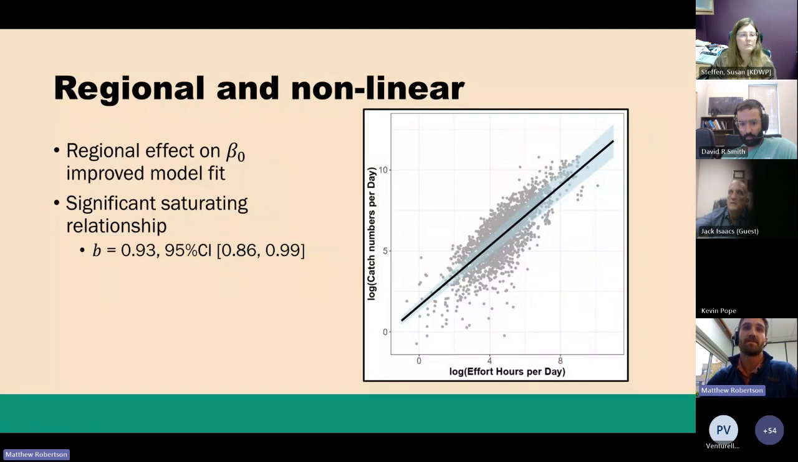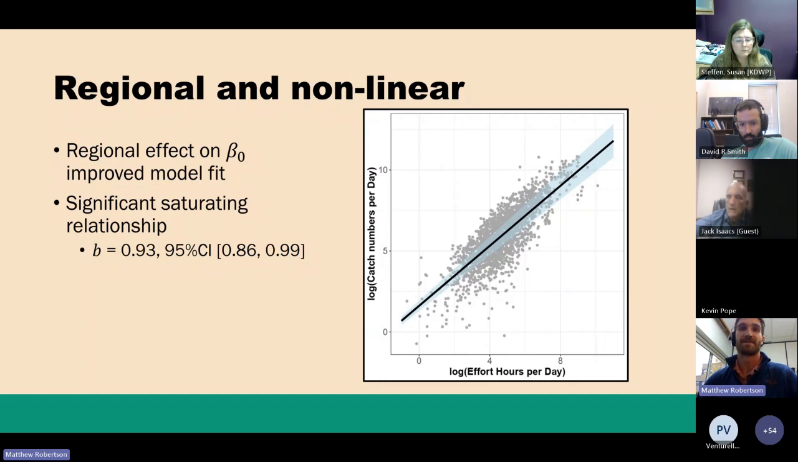What we ended up observing was that our best model formulation included a regional effect on the intercept for that effort equation, basically indicating that there does seem to be regional variability in the base level of fishing effort that's occurring in these inland recreational fisheries. And I'll talk specifically about how that variability looked in just a moment.